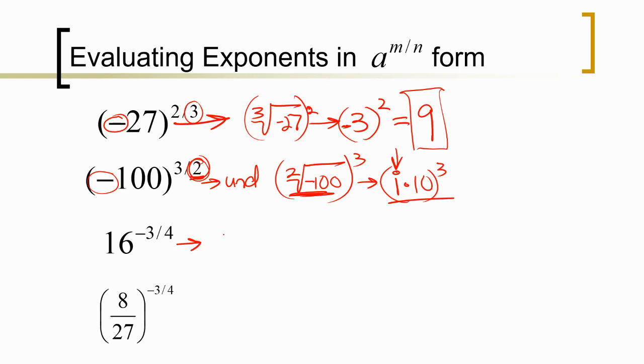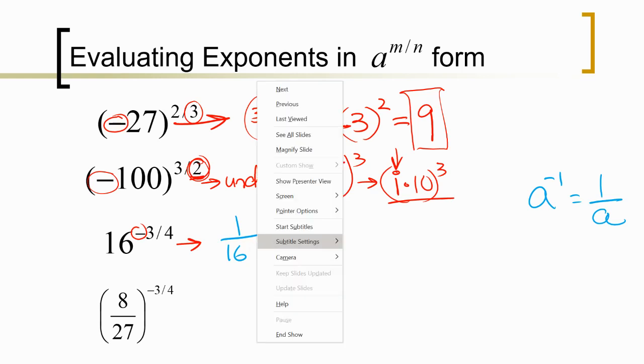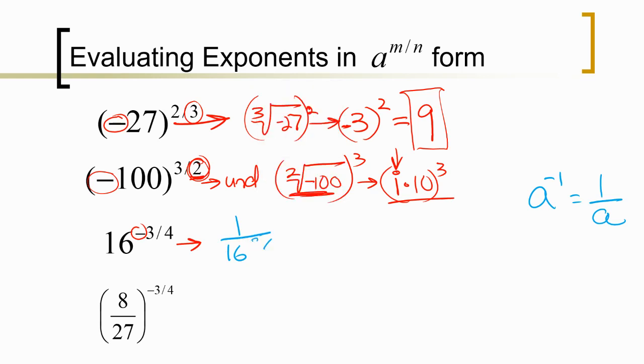When we have 16 to a negative exponent, what we want to do is take that negative exponent and understand that that is a property we learned early in our math career, I hope, where anything to the negative 1 is actually 1 over that thing. And so what we want to do here is make this 1 over 16 to the negative 3/4. Sorry, the positive 3/4. That's the point of flipping it over, is to make it positive. So we make it positive by flipping.